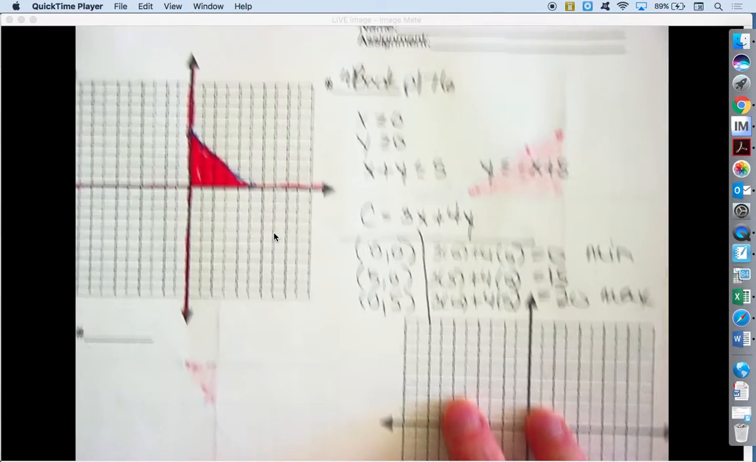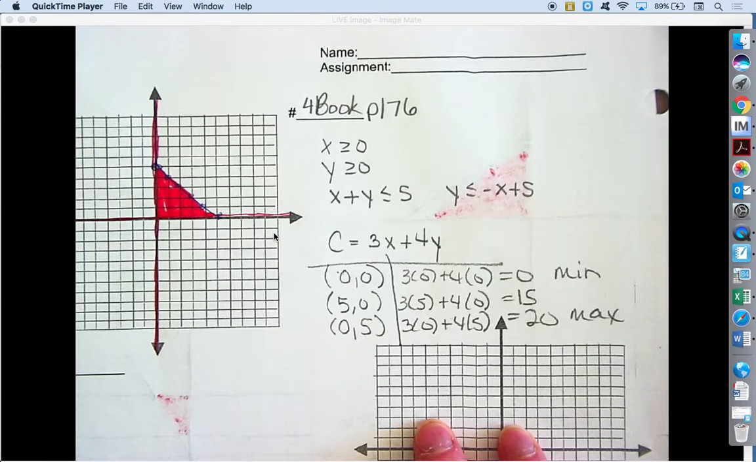Number 4 from the book, you are asked to graph it and then find the maximum and the minimum value. To do that, you need to have the graph and the ordered pairs, or those vertices. You take those ordered pairs to plug them into the function that they give you, and that's the objective function. We'll talk about more of that today.